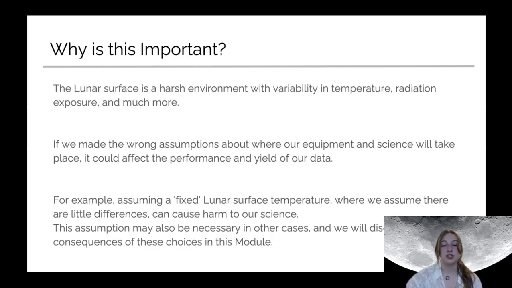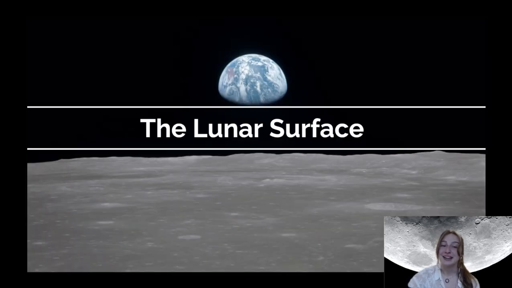The lunar surface is a harsh environment with variability in temperature, radiation exposure, and much more. If we made the wrong assumptions about where our equipment and where our science will take place, it could affect the performance and yield of our data. For example, if we're assuming a fixed lunar surface temperature, where we assume there are very little differences, it can cause harm to our science. This assumption may also be necessary in other cases, though, and we will discover the consequences of both of these choices in this module.